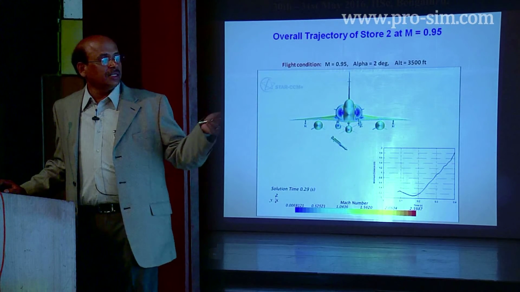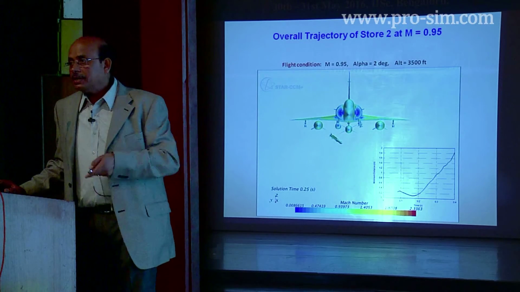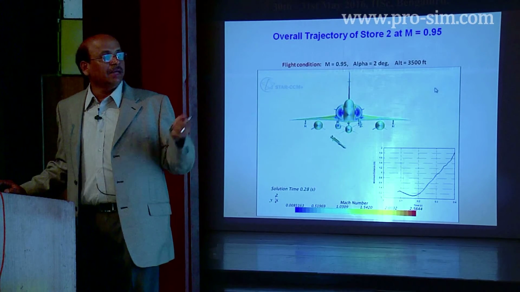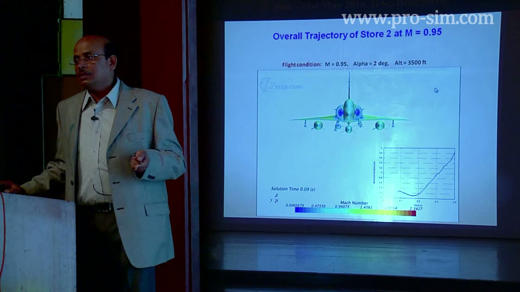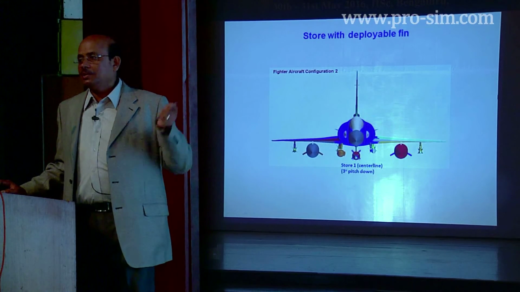You can see that a fluid structure interaction problem solution is used for predicting the trajectories here. This is one of the other stores that was released. In fact, after release, it turns back and just moves backwards. I am not naming the missiles here because of confidentiality reasons. Each of them has a specific name.